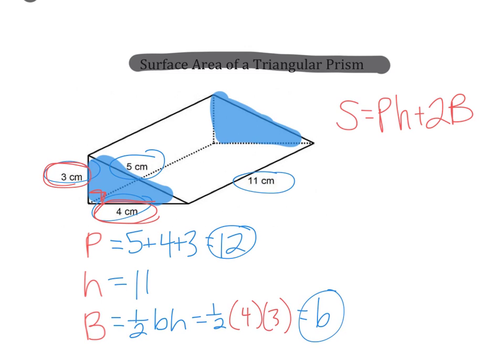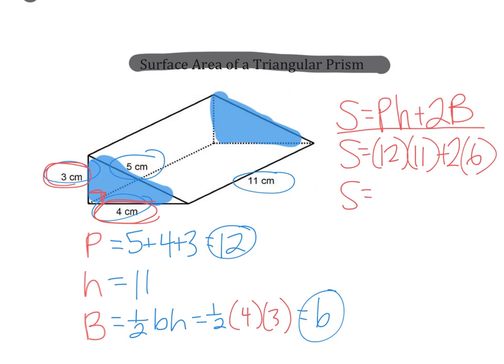Alright, so I'll come back up here to the top and substitute those values into my formula. The perimeter was 12. That's going to be multiplied by the height of 11, and then I'm going to add 2 times the area of the base, which was 6. So surface area: 12 times 11 is 132, plus 2 times 6 is 12. If I add those things together, 132 plus 12 is 144.